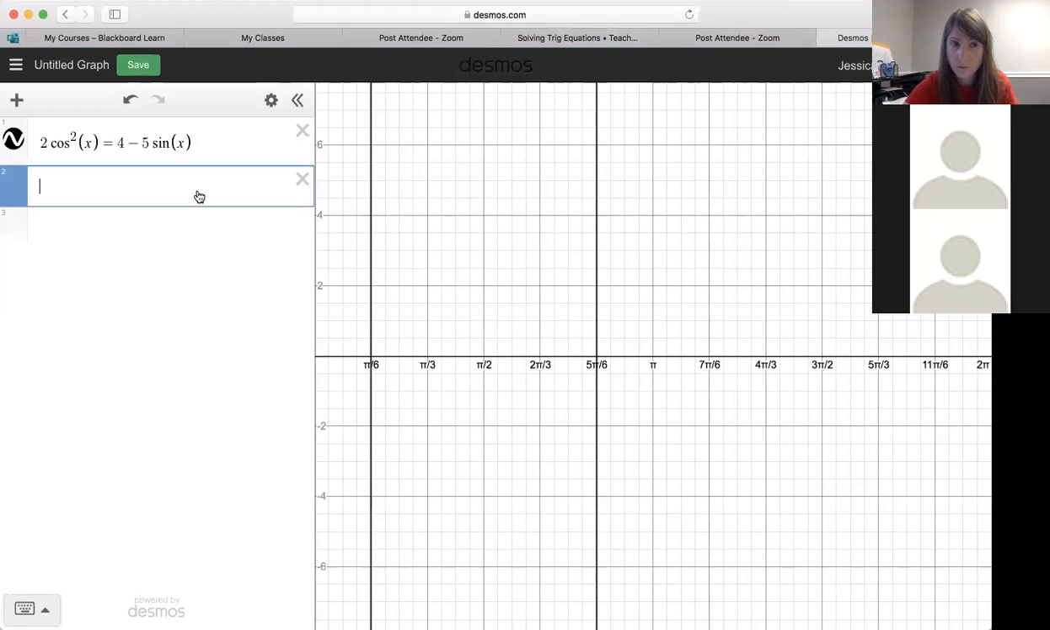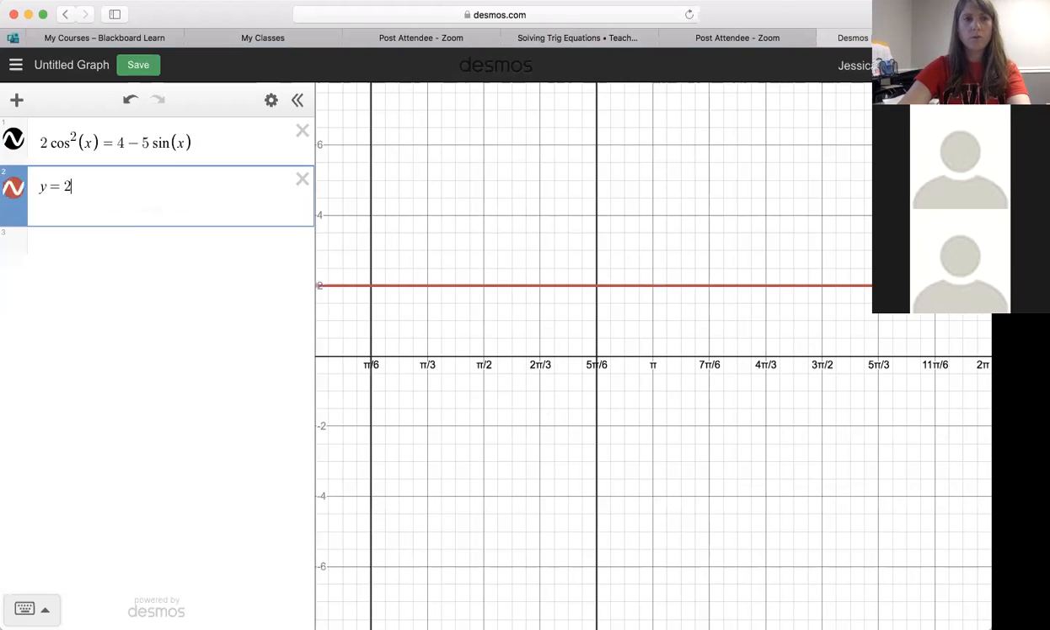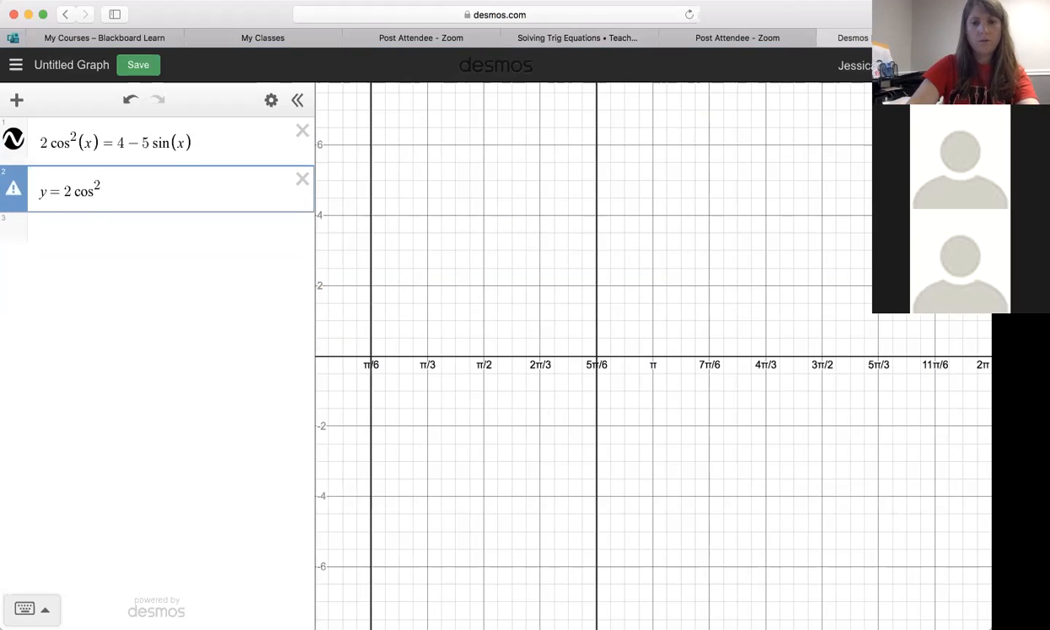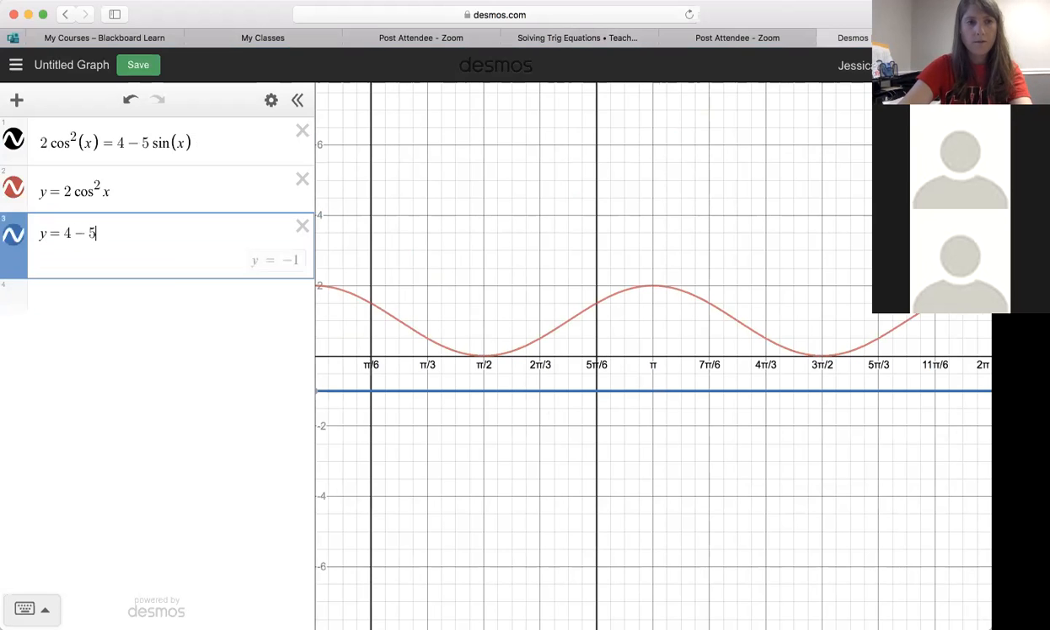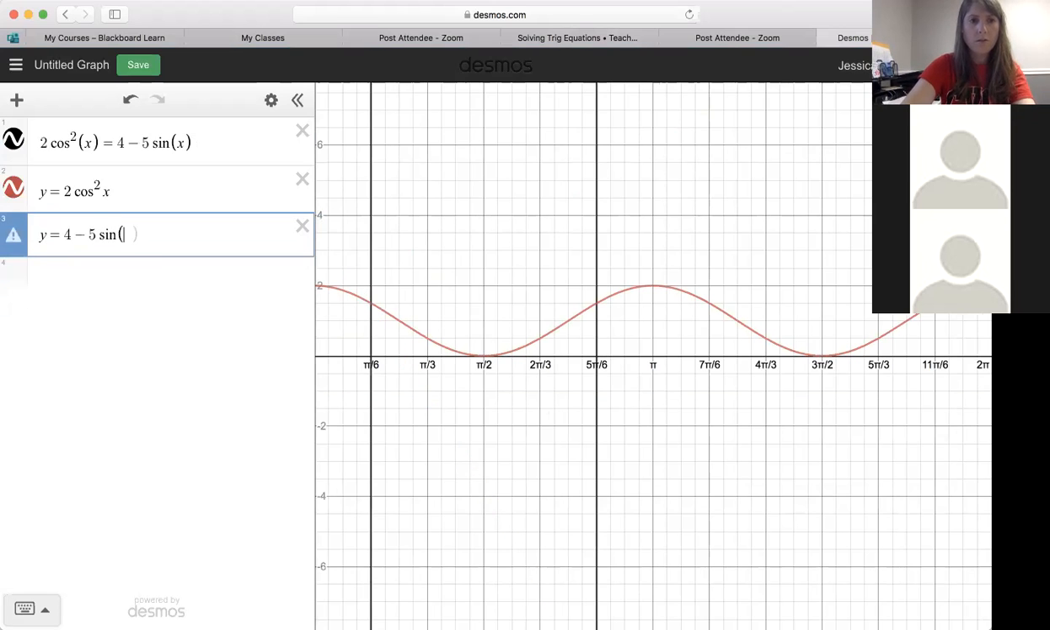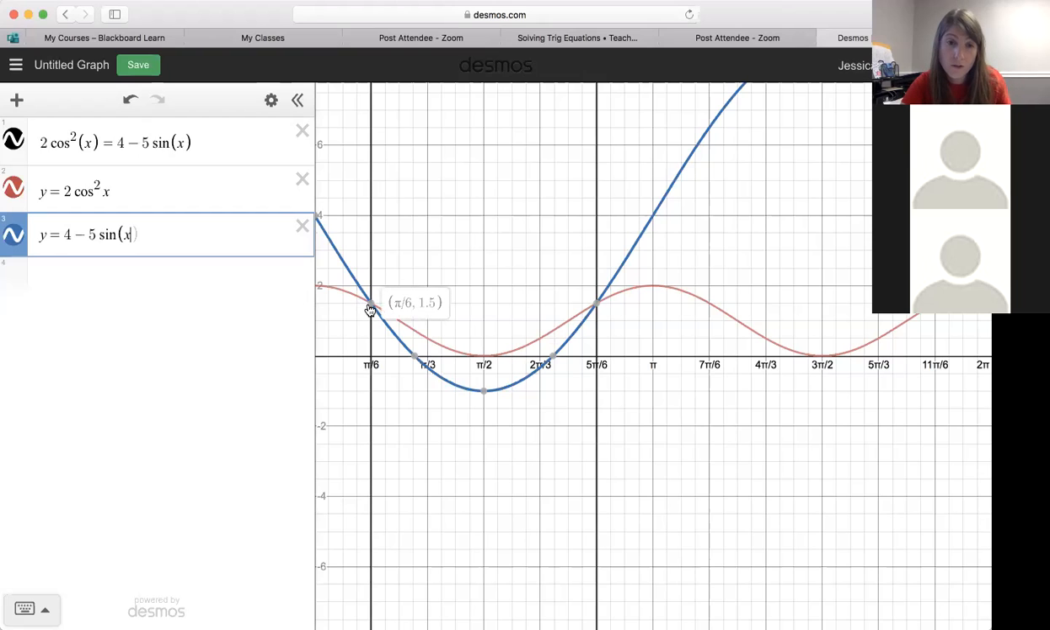If we're not sure if we got them all, remember that you can also do both sides. Like you can do y equals cosine squared x, or you could suppress the y equals if you wanted. And then 4 minus 5 sine x. Okay, so notice where those two intersect are going to line up with those values that we found.